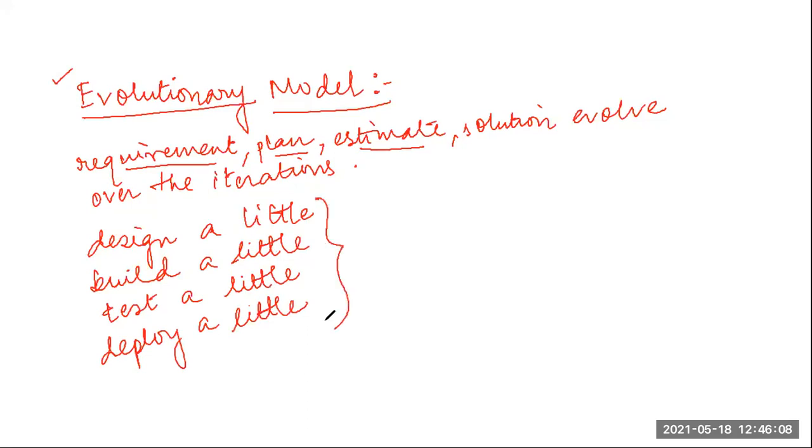The concept is we will do things little by little, we will not go for doing everything at once. We will design a small part, we will build that part, we will test that part, we will deploy that part to our customer. If they are satisfied, fine. If they are not satisfied, then we will rework. And then for the next part also, we will design, build, test, and deploy. So each and every time we will evolve step by step. After the requirements have been specified, the design, build, test, and deployment activities will all be iterated in incremental iterations.